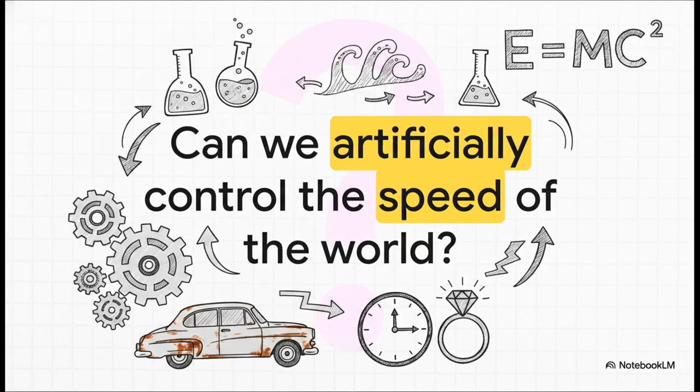To wrap up this explainer, I want to leave you with a final thought. By mastering these kinetics formulas and understanding rate laws, aren't we essentially learning the exact code to pause, accelerate, or completely rewrite the speed limit of the universe itself? Think about that the next time you see a slowly rusting car or look at a diamond ring.